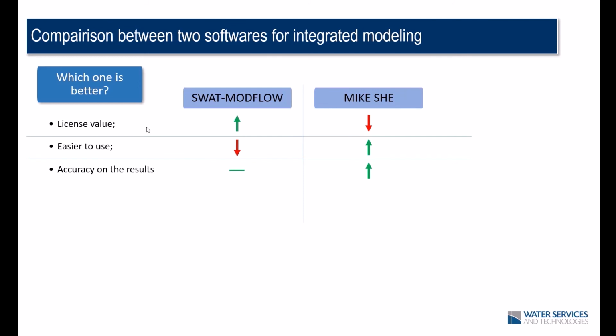It has slightly better results when comparing to SWAT-MODFLOW. Hardware requirements, you can say that both are the same. MIKE-SHE, if you choose the multi-layer for the unsaturated zone, you need better hardware, but you have other options. You don't have to use the Richards equation for the unsaturated zone. So we can say that talking about hardware requirements, they are both equal.